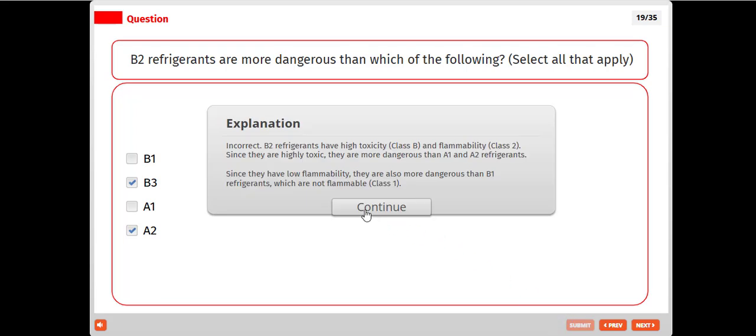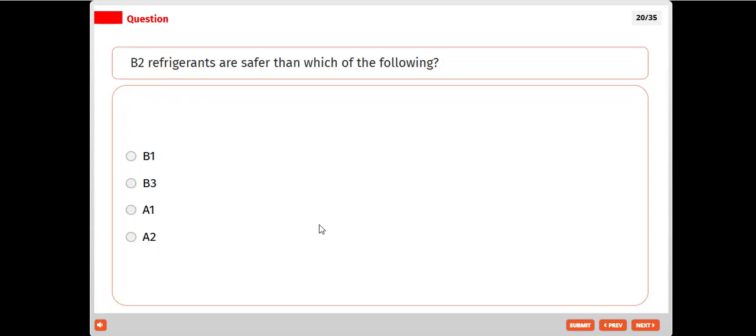B2, incorrect. B2 refrigerants have high toxicity, class B, and the flammability class 2. Since they have low flammability, they are also more dangerous than B1, which are not flammable. Ah, yeah, this is more dangerous than. I had it opposite.